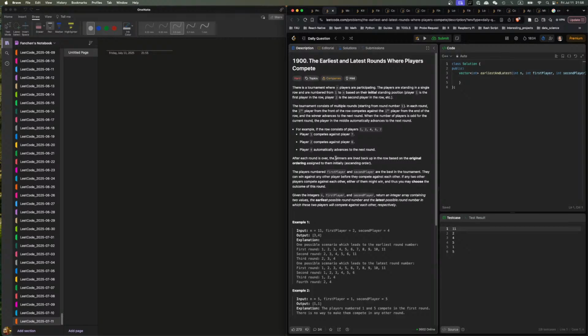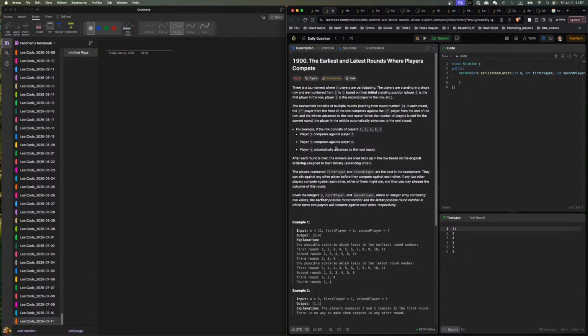When the number of players is odd for the current round, the player in the middle automatically advances to the next round. For example, if the current row is 1, 2, 4, 6, 7, 1 plays against 7, 2 against 6, and 4 automatically advances. After each round is over, the winners are lined back up in the row based on the original order assigned to them initially. Wait, hold on. Original order.